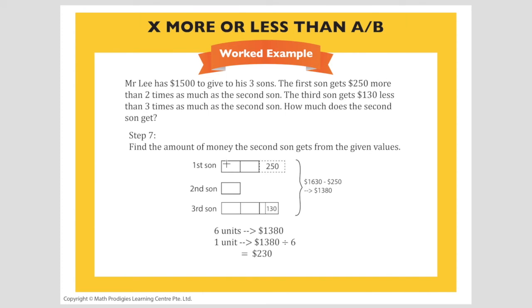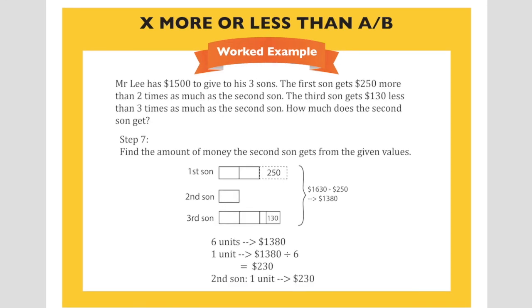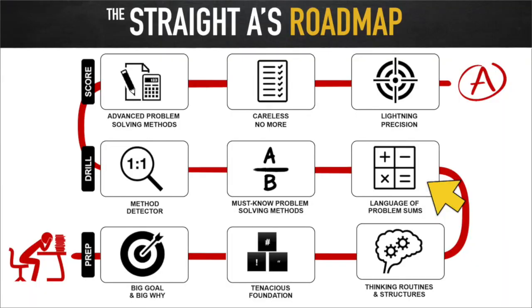Now, as a result, you get $1,380, and that means 1, 2, 3, 4, 5, 6 whole units. So 6 units is 1380, 1 unit is 1380 divided by 6, which is $230. Now, once you get 1 unit, you ask yourself, how much does the second son get? Wait a minute, the second son gets only 1 unit. Therefore, the answer is the second son gets $230. Very simple. And that was the end of the X more or less than A over B.